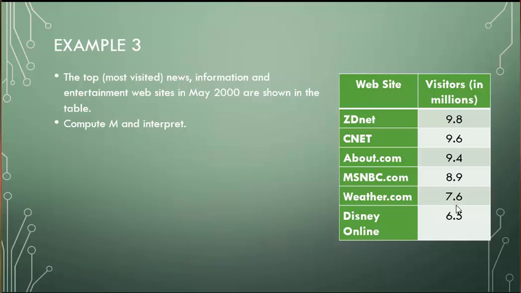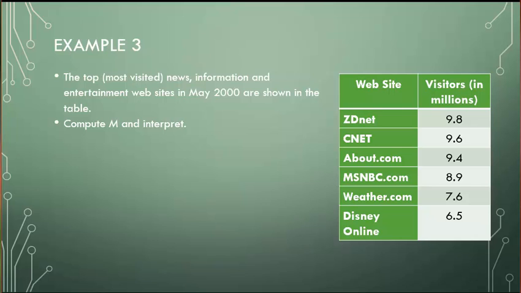It looks like the data is already ranked. These are the top information websites. So it looks like the sample size is what? 1, 2, 3, 4, 5, 6. All right. So it looks like our median will be the mean of these two middle data items. Remember, they've already been ranked from least to greatest.